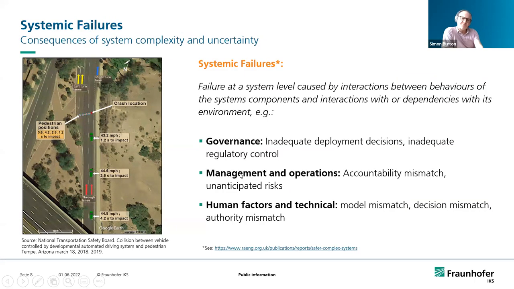So this means that the type of failures we need to concern ourselves with nowadays are not just restricted to individual component failures. They're what we refer to as systemic failures. In other words, failures that only manifest themselves at the system level, as a result of interactions between behaviors of different components within the system, but also between the system and its environment. And this can include not only technical aspects, but also interactions with aspects such as the management and operations of these systems, but also the regulatory control of these systems.